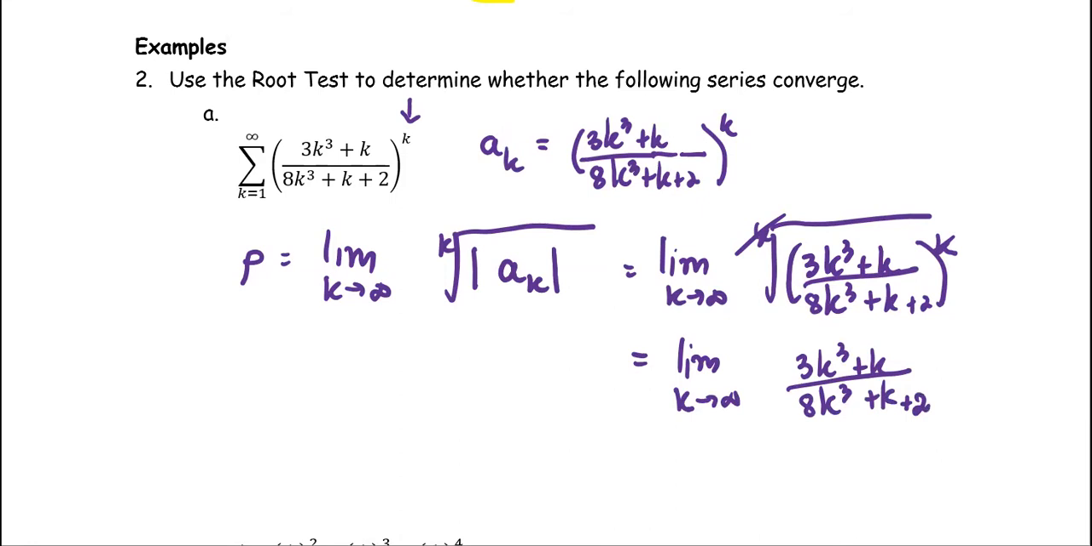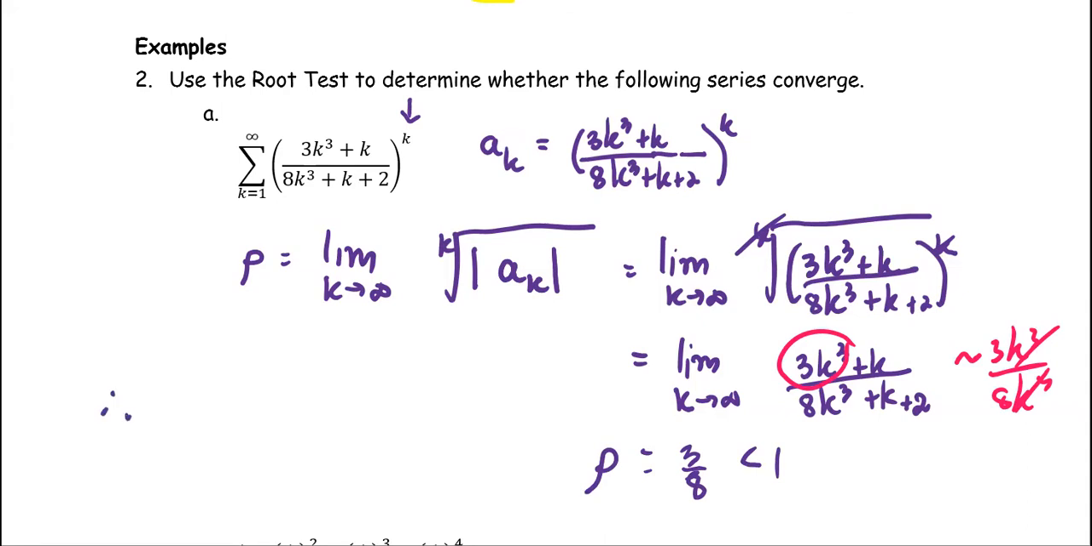As k approaches infinity, the leading term of the numerator is 3k^3. The leading term of the denominator is 8k^3. The limit of this expression approaches the value 3 over 8, which is less than 1. For the value rho, which is 3 over 8, less than 1, we can say that the series converges by the root test.